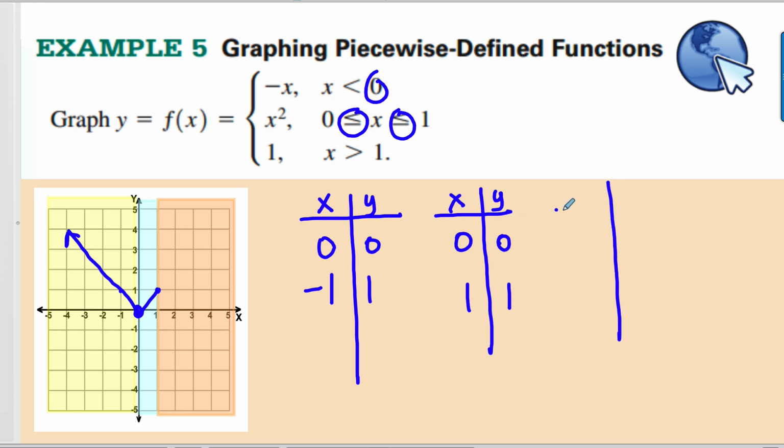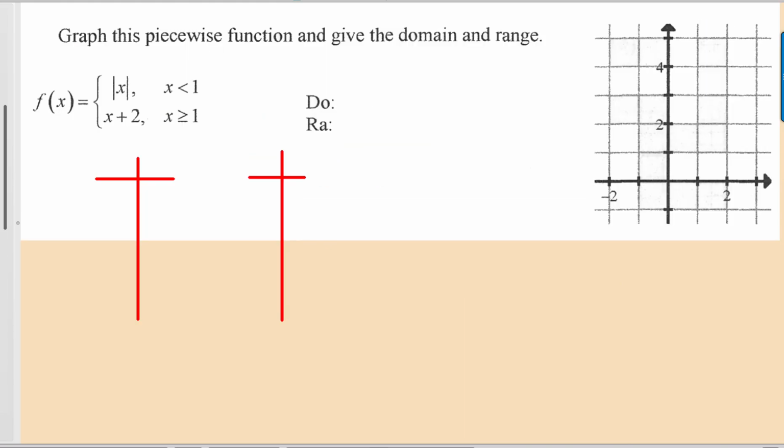On the last part of the domain rule, I want to use 1 and a number greater than 1, and all outputs are 1. So I have an open circle, but since it's already filled in, I'll just write it that way, and then 2, 1, and then it just continues as being a constant, and there we go. And that's how we graph it. Okay, let's do it again.